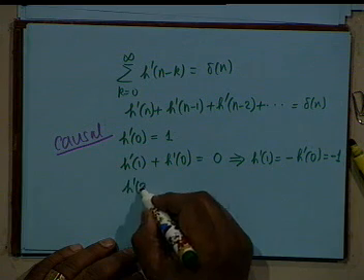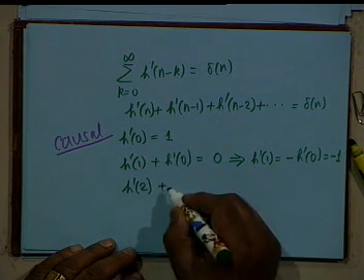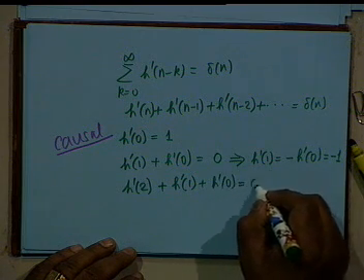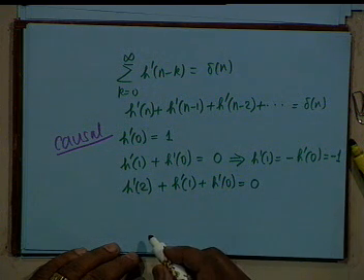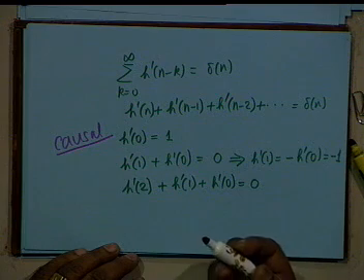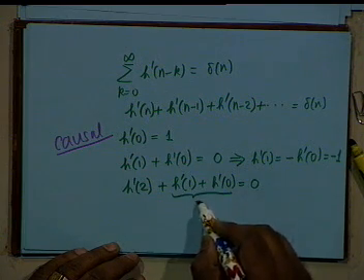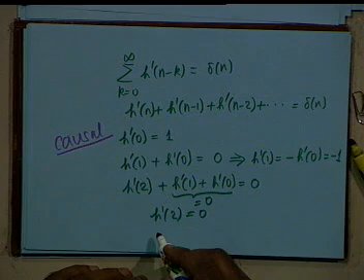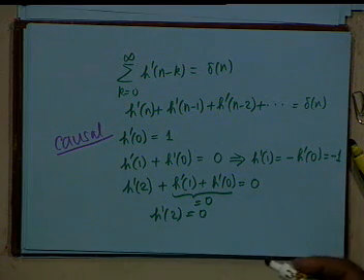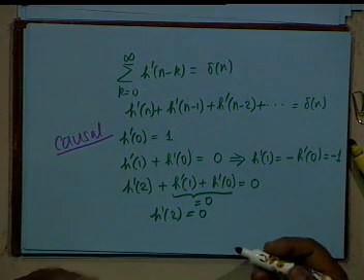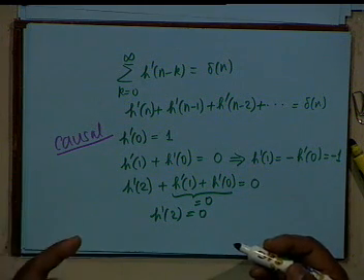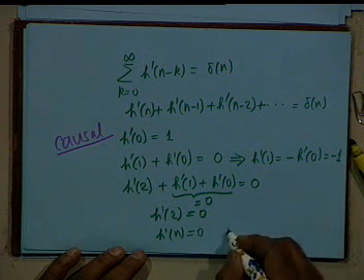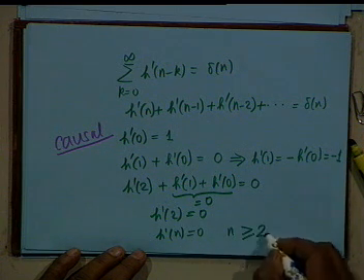What is h prime 2? Put n equal to 2. I get h prime 2 plus h prime 1 plus h prime 0. Once again this is equal to 0, right? Delta of 2 is also equal to 0, but we have already shown that this is equal to 0. Therefore, h prime 2 is equal to 0. And if you continue, then for all values of n greater than or equal to 2, the impulse response is 0. Therefore, h prime n equal to 0, n greater than or equal to 2.